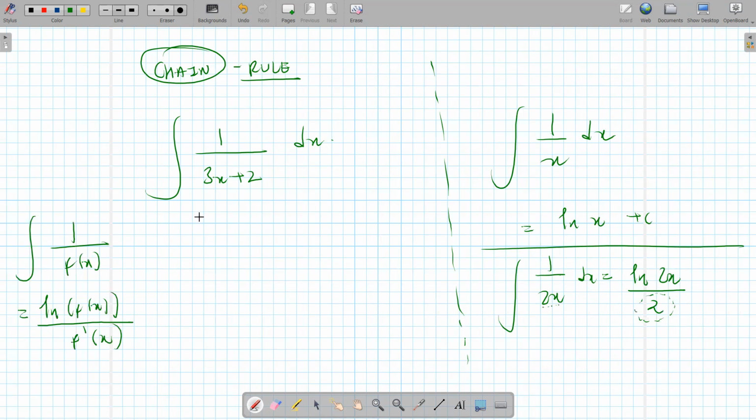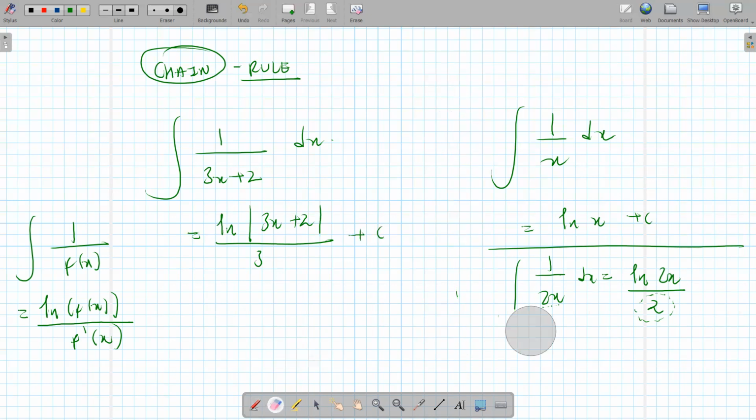So using this idea, what's the integral of 1 over 3x plus 2? It's going to become ln of 3x plus 2, the entire thing as it is, ln of f of x, over what? What's the derivative of 3x plus 2? 3, right? Plus c, then there you go.